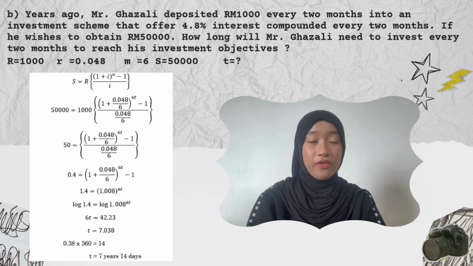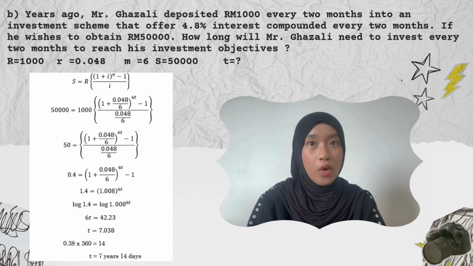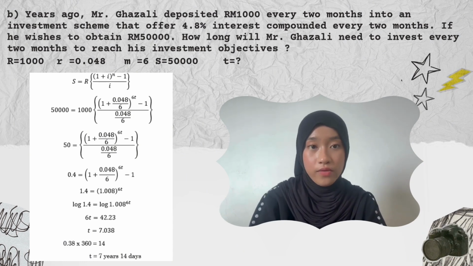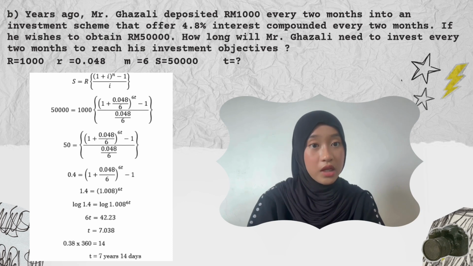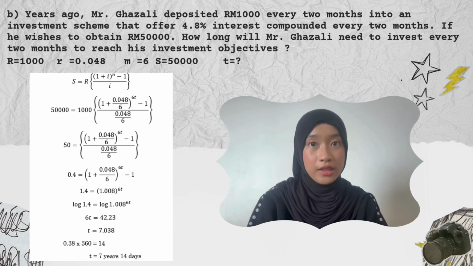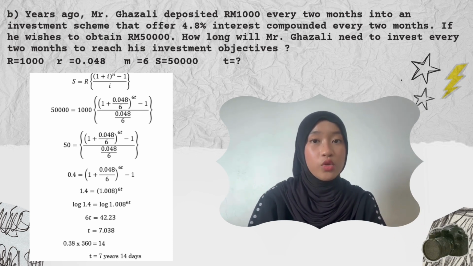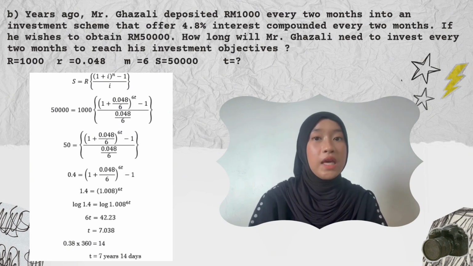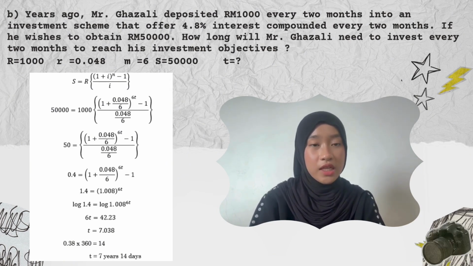By using the formula of S equals R times 1 plus I to the power of n minus 1 over I, we can find the T. However, if we want to find the T, we need to use log calculation. And T is equal to 7.038. Because of the decimal, we need to use Banker's rule by multiplying it by 360. We will get 14 days. Thus, making the total investment period 7 years and 14 days.